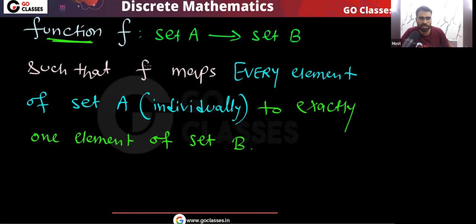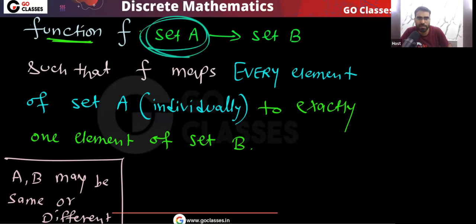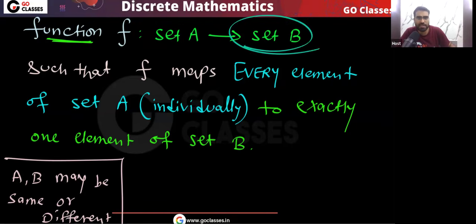Remember one thing: if you want to define a function, then you need two sets. These two sets can be the same or different. Please understand, A comma B may be the same or different. So if you want to define a function, then you need two sets A comma B. And what is a function? This is a structure which maps every element of set A to exactly one element of set B. So this is the simple definition of function.